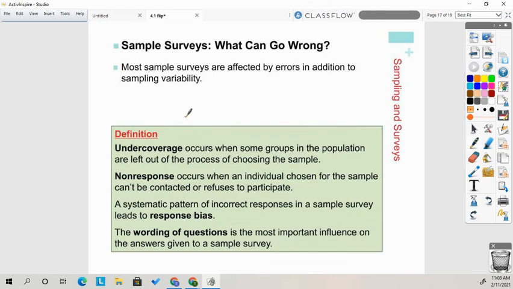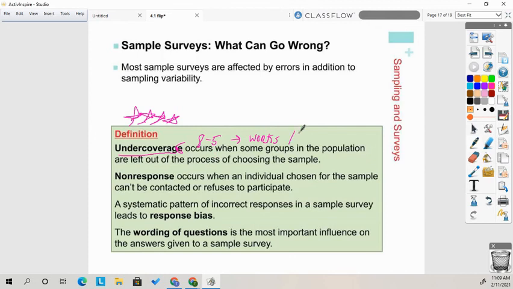Okay. And then what can go wrong? These are super important. These are things that can go wrong in your sampling. One thing that can go wrong is something called undercoverage. Undercoverage is when you've left people out of the process of choosing the sample. Let's say you call people between the hours of 8 and 5. Well, who did you undercover? Anybody that works outside their house if you call home.